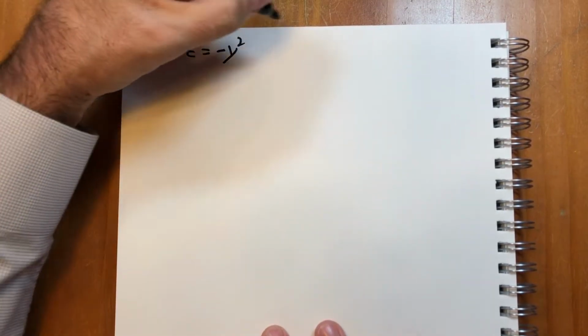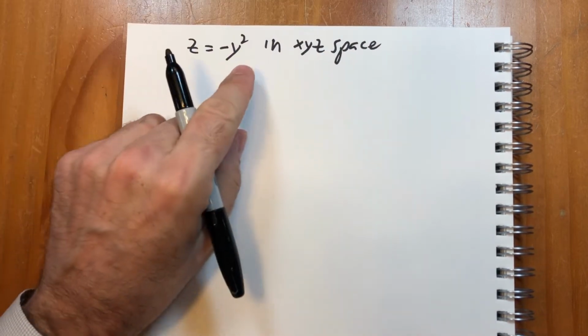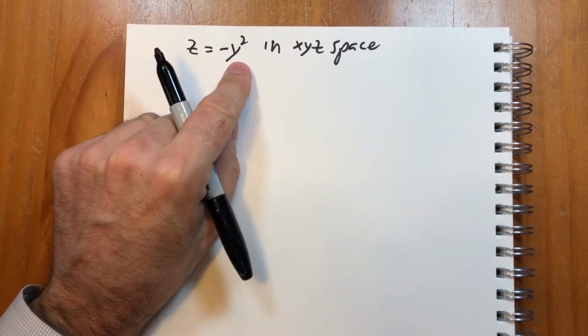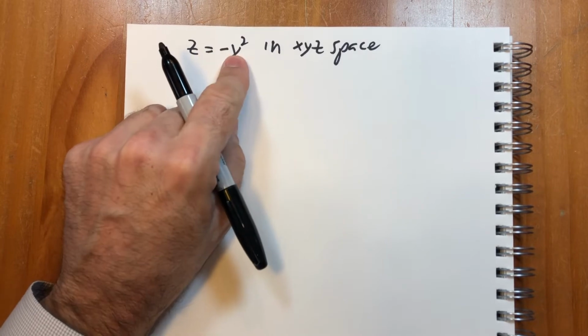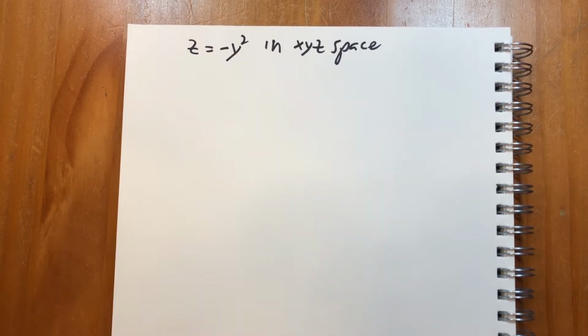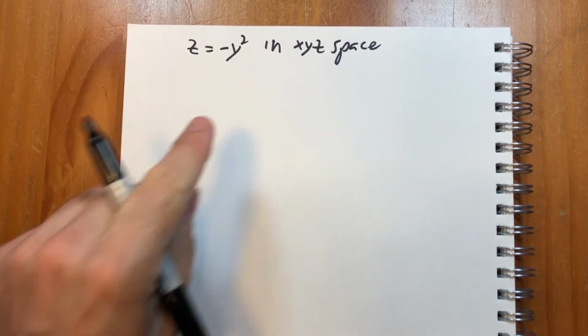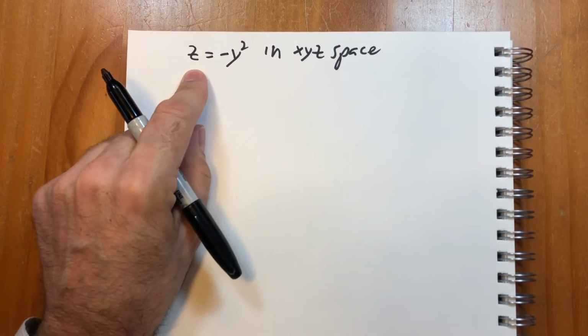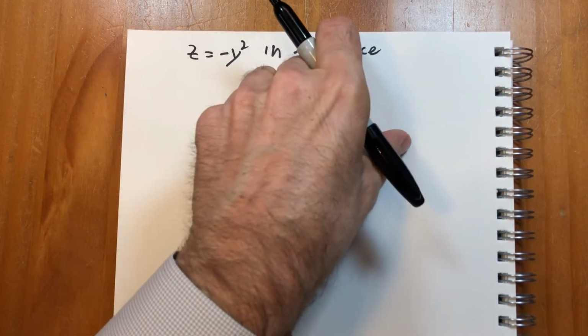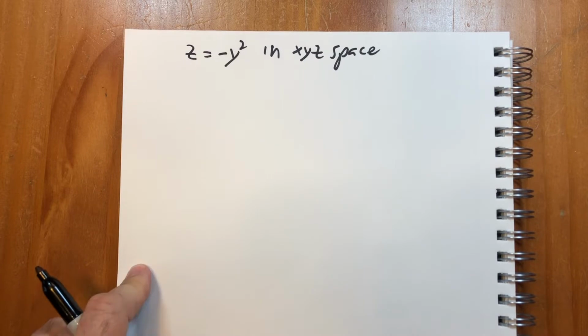Okay. What about z equals minus y squared in xyz space? Are there any symmetries? Yes, the equation is unchanged if we replace y by minus y. Now, are there any missing variables? Yes, x is missing completely. So what does that mean? That means it's going to be a cylinder along the x-axis.